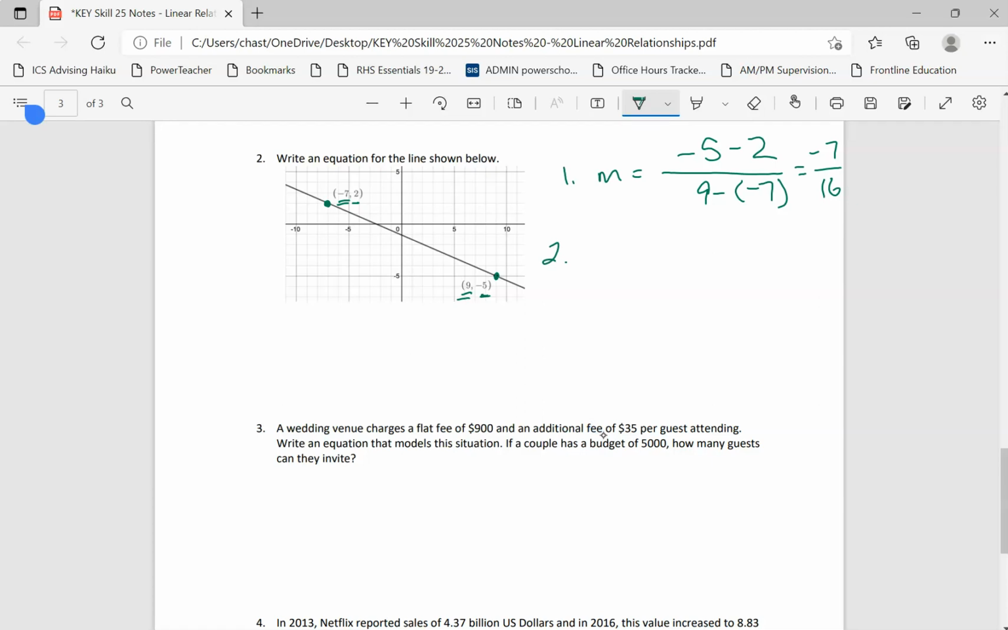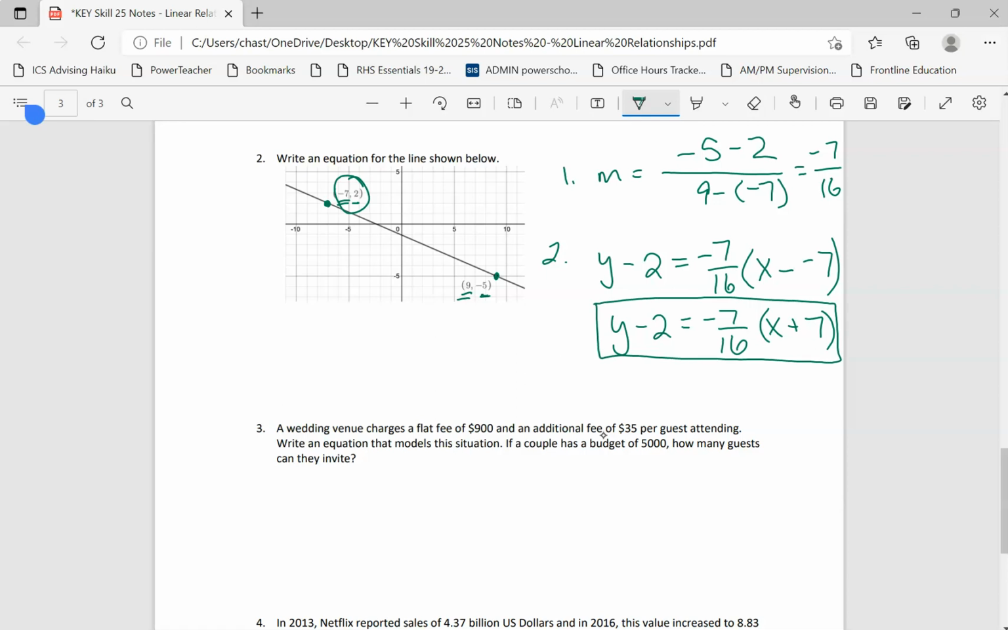Now we're going to use point slope form. So y minus, we've got to decide on a point here. It really doesn't matter. I'll just choose the top one. So y minus 2 equals -7/16 times x minus -7, which we know we can rewrite as x plus 7. This is, of course, the point slope form, okay, and it just says write an equation. If I wanted you to write it in slope-intercept form, you would just solve this for y, okay?